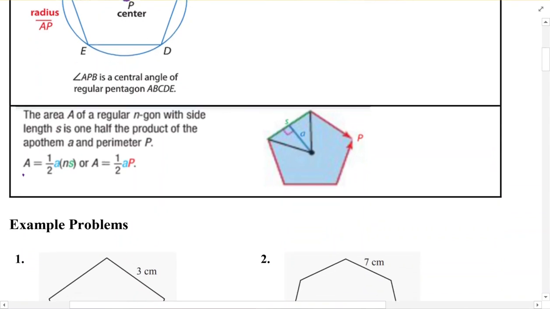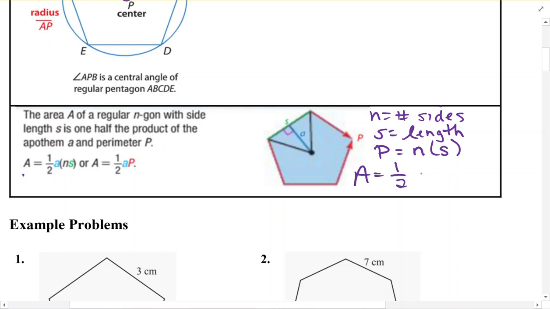Since it's a regular polygon, all the sides are equal, and we're going to let n stand for the number of sides and s stand for the length of the side. The perimeter then would be the number of sides times the length. And our area formula would be 1/2 times the apothem times the perimeter. So this is the easiest one to use. You can use either one, but if we calculate the perimeter first, it'll make it easier.